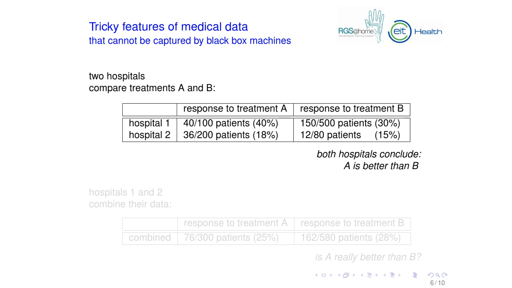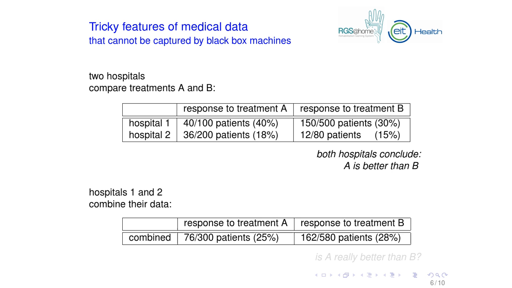Next, let us imagine that these two hospitals start working together. They start to collaborate on this question of finding out which is the better drug. So what they do is they pool their data. The first hospital had 100 patients that got treatment A, the second 200, so now put together there were 300 patients that received treatment A. Of these, if you add these two numbers, 40 and 36 of the two hospitals, 76 derived benefit. So that is a success rate, if you work it out, of about 25%.